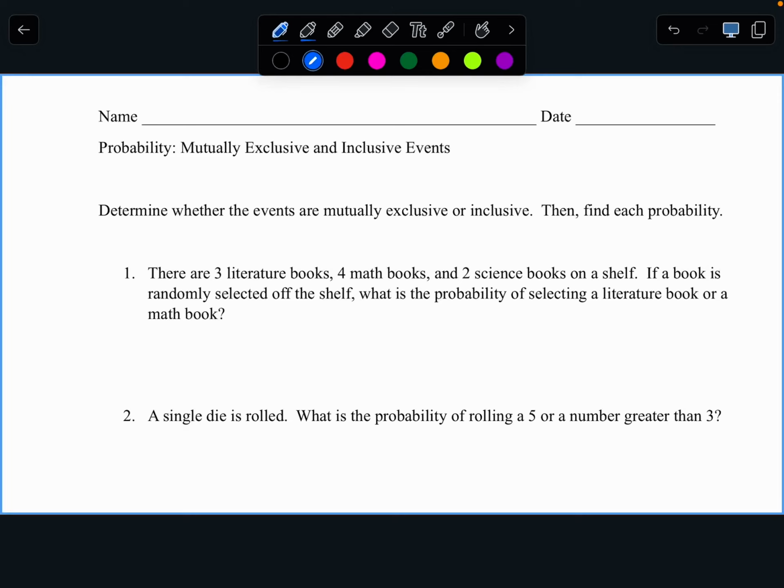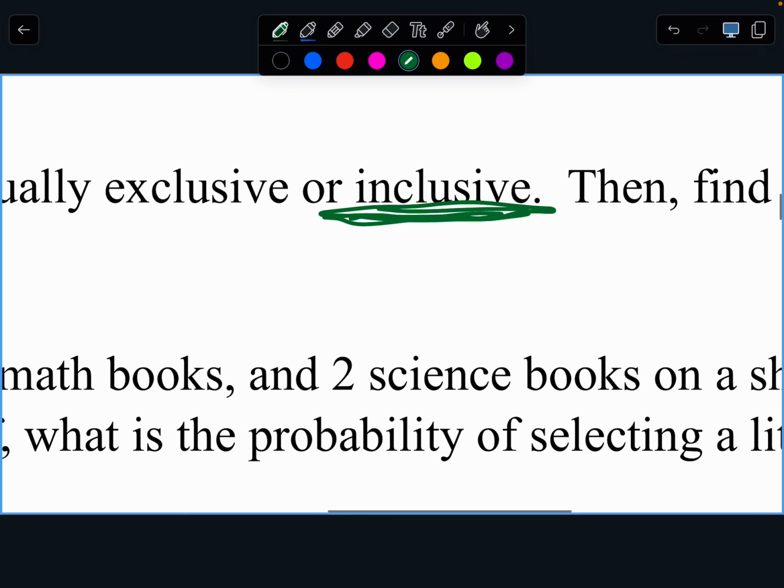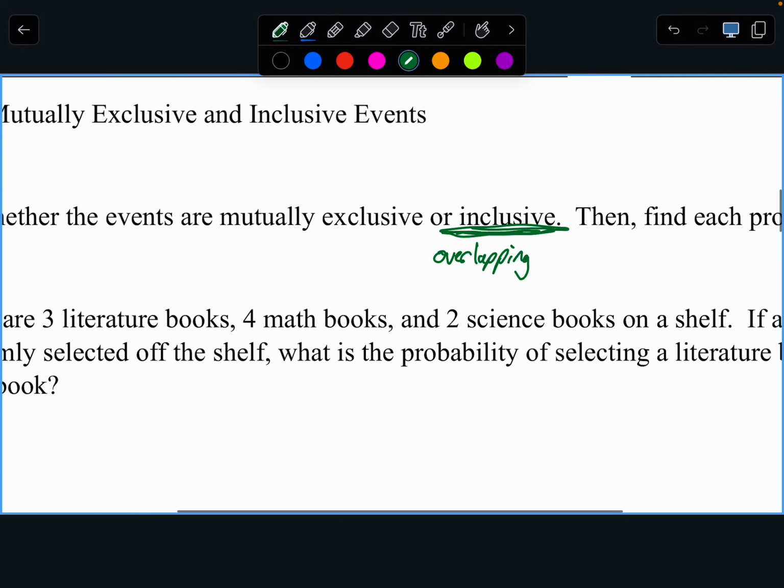Determine whether the events are mutually exclusive or inclusive. When we say the word inclusive, we know that it's actually the same thing as overlapping. Go ahead and write that in now. Overlapping. That's what we learned about last class.